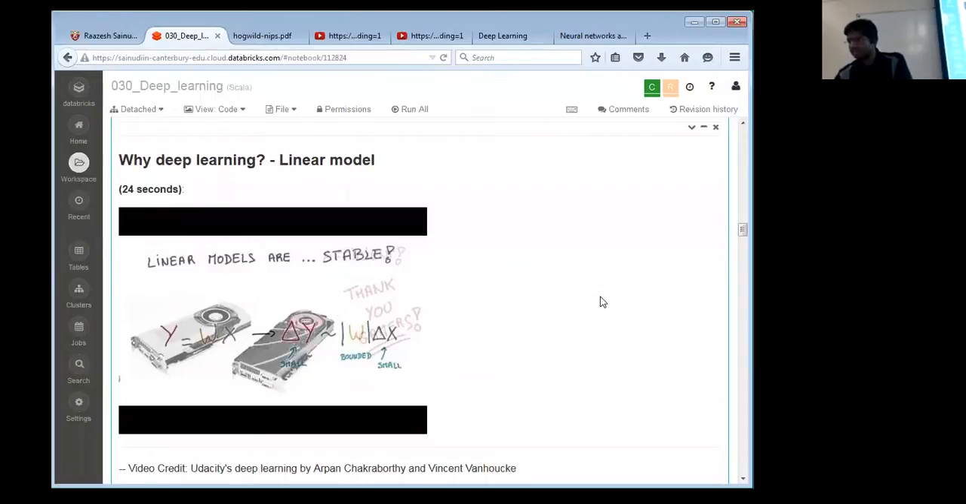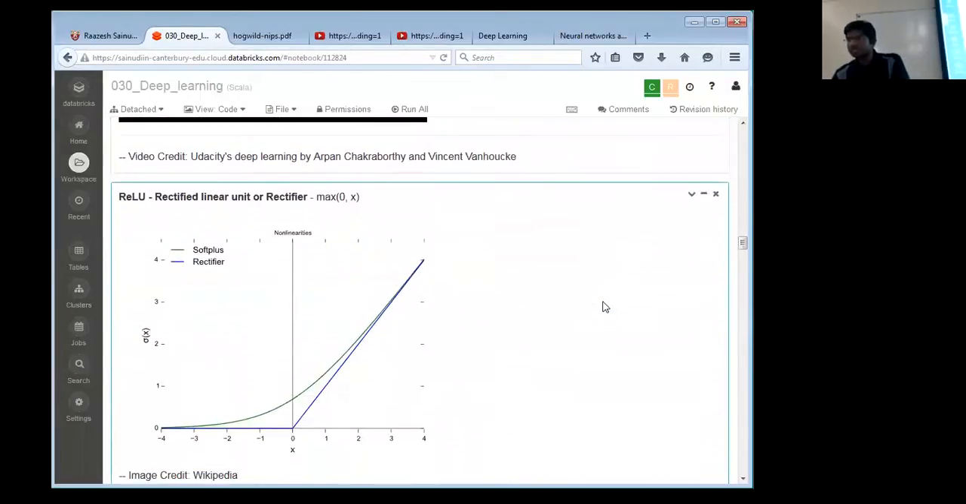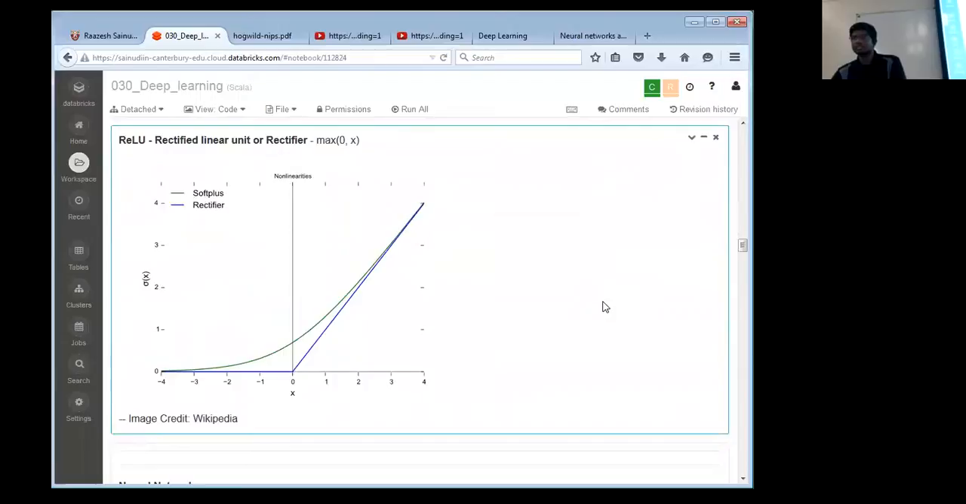And the way it does this is very simple. It uses this particular function. So ignore the green line for now. We are only going to look at this blue line. And if you see what this blue line is, it's nothing but max of 0, x.